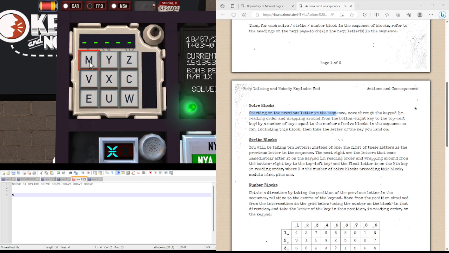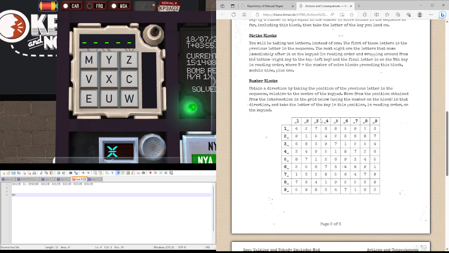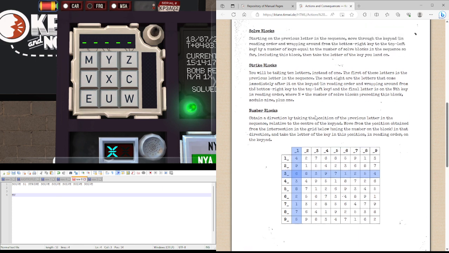So at this point we've had 1, so our next letter is going to be Y. We're going to be moving in reading order a number of keys equal to solve blocks, 1, and then take the key you land on, so we're taking Y. Next we had the number block. The order matters here, so we're going to take 3 and 1, 31, the intersection of 3 blank and blank 1.